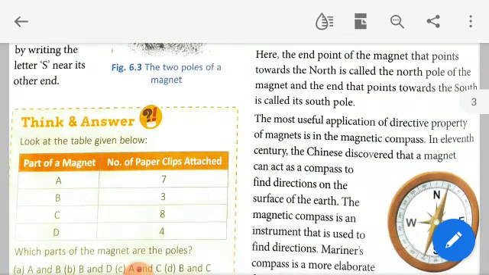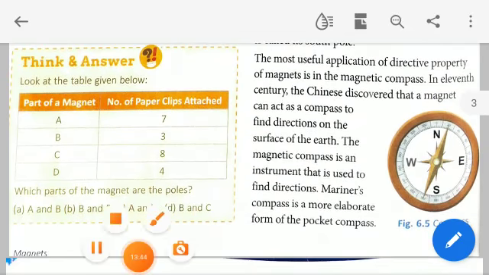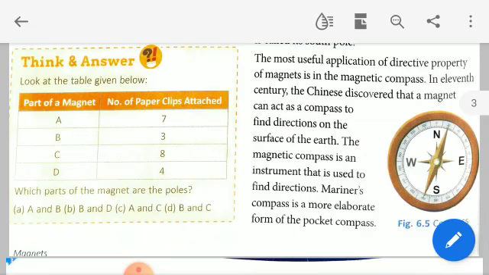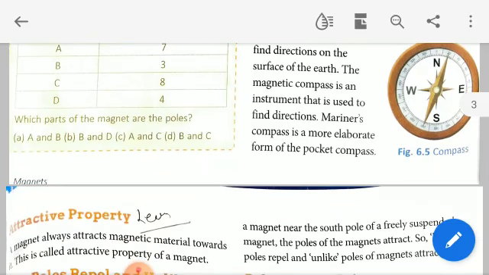The most useful application of the directive property of a magnet is the magnetic compass. Here you can see the figure of a magnetic compass, 6.5. In the 11th century, the Chinese discovered that a magnet can act as a compass to find direction on the surface of the earth. With the help of this magnetic compass, we find which direction is north, south, east and west. The Mariner's compass is a more elaborate form of the pocket compass. Different types of compass also exist.